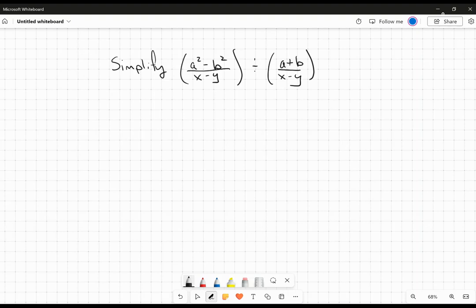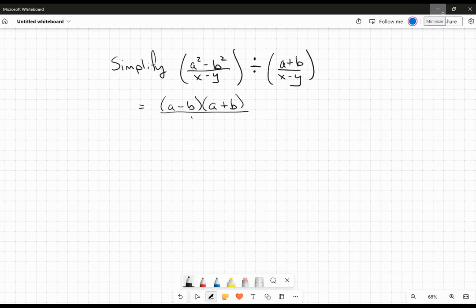Okay, everybody, in this video we're going to simplify a rational expression. This time there's some division. Now, the first thing I'm going to do is factor, just like I have done in the past. So what I've got here is a squared minus b squared, and I recognize that as a difference of squares. So that's going to be a minus b multiplied by a plus b.